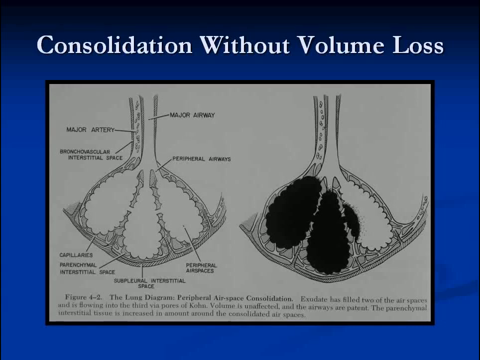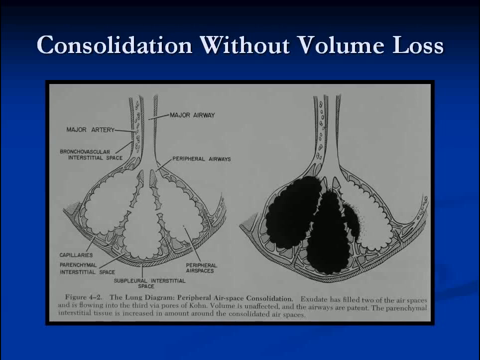Now there are also some interstitial spaces besides the parenchymal interstitial space that holds these air sacs apart. One is called the bronchovascular interstitial space, and then there's a subpleural interstitial space. Both of these are important in pulmonary edema, and we'll describe them later.